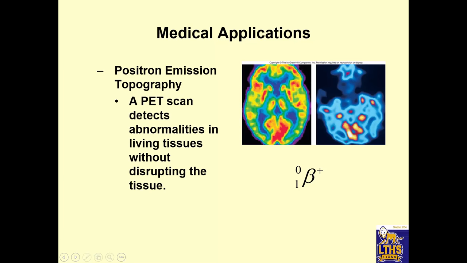A PET scan detects abnormalities in living tissues without disrupting the tissue. So, for example, this might be a healthy brain, okay? And this one might be a less than healthy brain, okay?